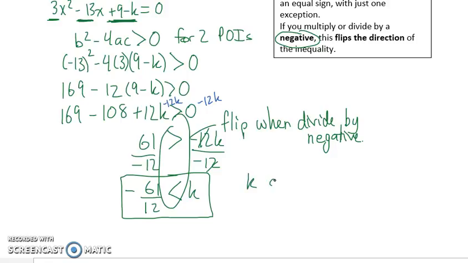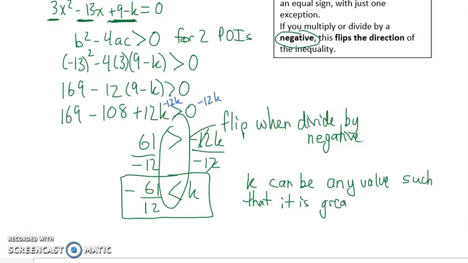So let's say that again. K can be any value such that it is greater than negative 61 over 12. And you could substitute that back into the discriminant and check to make sure that would actually work. There you go.